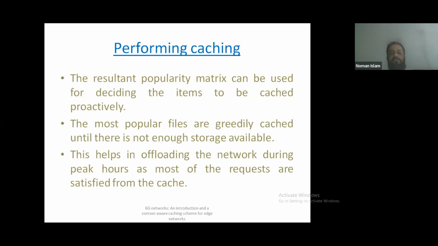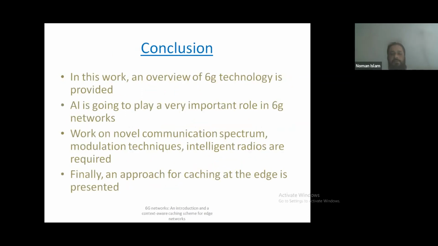So greedy caching is performed if we find that an item is going to be used in the future, we can cache it greedily, and this can help in offloading the network. We don't have to generate the network traffic to put the load on the backhaul of the network. We don't require to regenerate the traffic. So that is the concept.